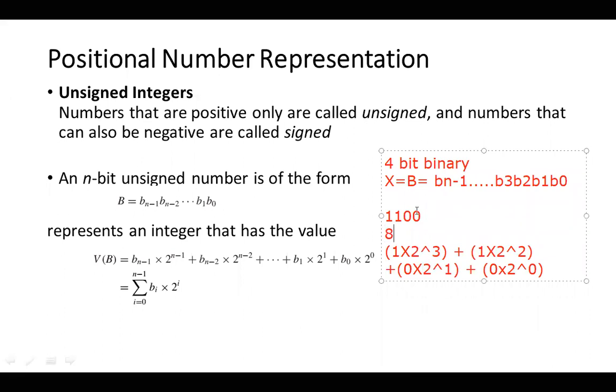This bit has a weightage of 8. The second bit has a weightage of 4. The third bit has a weightage of 2. The last bit has a weightage of 1. 2 to the power of 3, the weightage for this bit is 8. The weightage for this bit is 4. The weightage for this bit is 2. And the weightage for the last one, 2 to the power of 0, is 1. That's why we represent this number in binary notation. It can be written like this: summation from 0 to n minus 1, bi into 2 to the power of i.